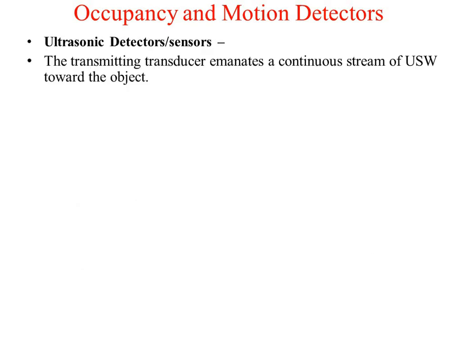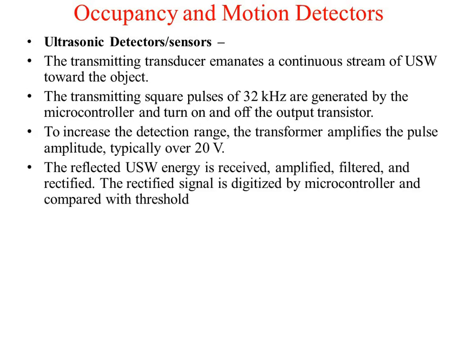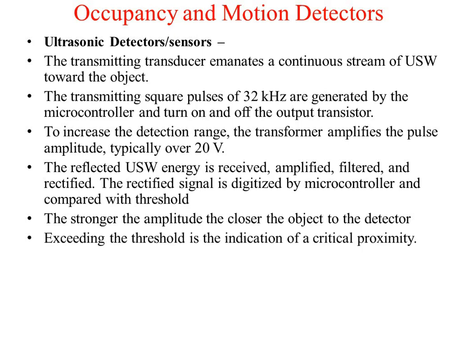So the transmitting transducer gives you the energy in a continuous stream of USW, that is, ultrasonic waves, towards the object. The working is explained here. When the energy is received, it is amplified, filtered, and the rectified signal is digitized by the microcontroller and compared with the threshold. The stronger the amplitude, the closer the object. If it exceeds the threshold, it indicates that critical proximity is there.